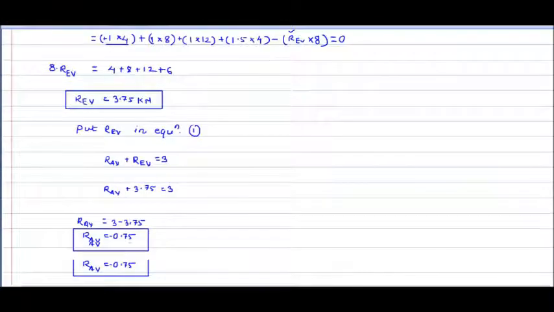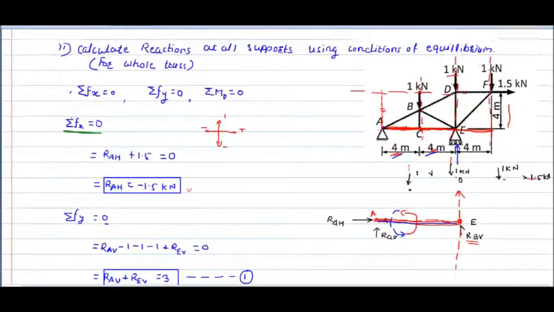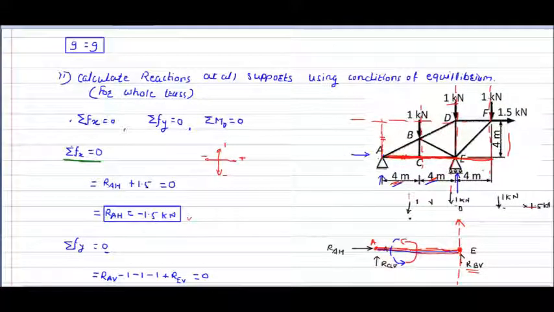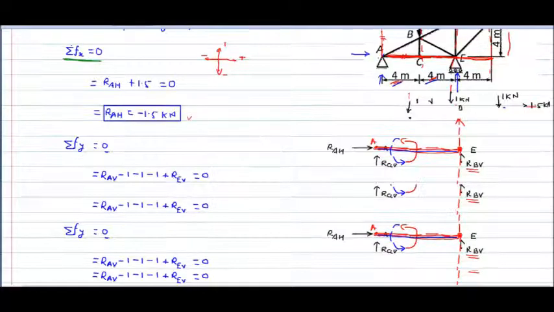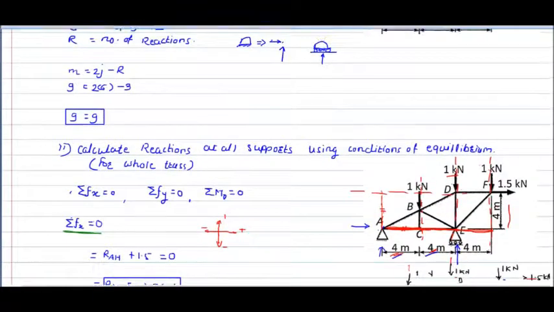So for the reactions we got here, that is RAH, this is one, RA vertical, which is the last one we have calculated now, and RE vertical. These are the three reactions we have calculated in our second step. So in the second step we have calculated reactions at all supports using the condition of equilibrium for the whole truss.